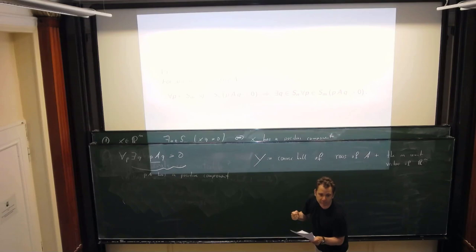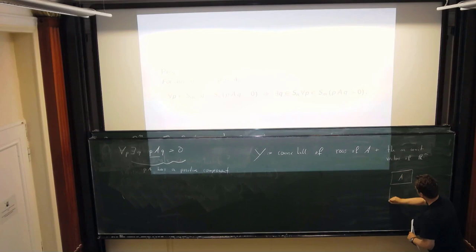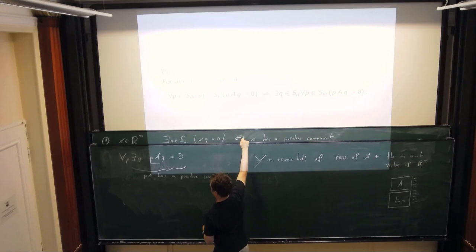You can imagine that here is the matrix, and here is the unit matrix, and just take all of those rows and consider convex combinations. So what can we say? We can say that each element of Y has positive norm. So this was step one. Now step two.